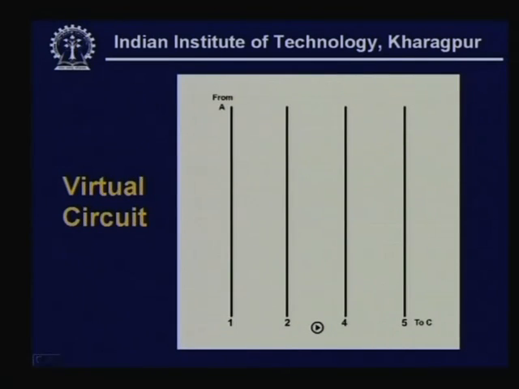Here let us see how it really works. So, from A it has to go to C through nodes 1, 2, 4 and 5. So, through the circuit switch network, as you can see, call request packets are sent, and since it is a packet, this call request packet is also stored and forwarded here.